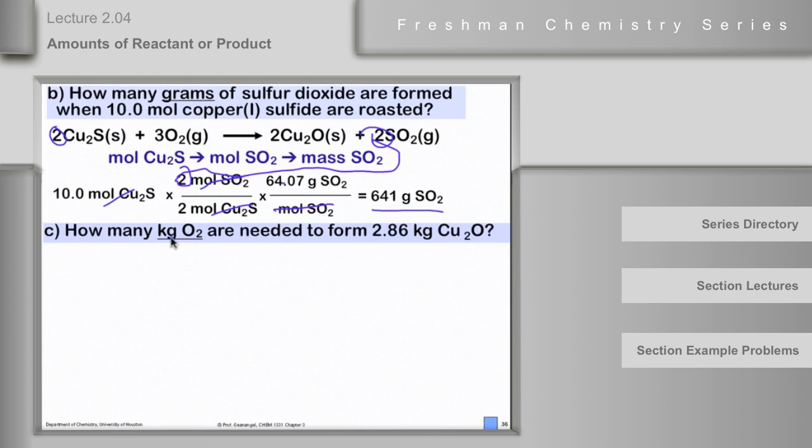Now, finally, how many kilograms of dioxygen are needed to form 2.86 kilograms of copper 2 oxide? This is the whole shebang. Mass to mole to mole to mass. Okay, you can't go directly from mass to mass, although many students try. We need to do 3 steps. We need to do kilograms of oxygen to moles of oxygen.